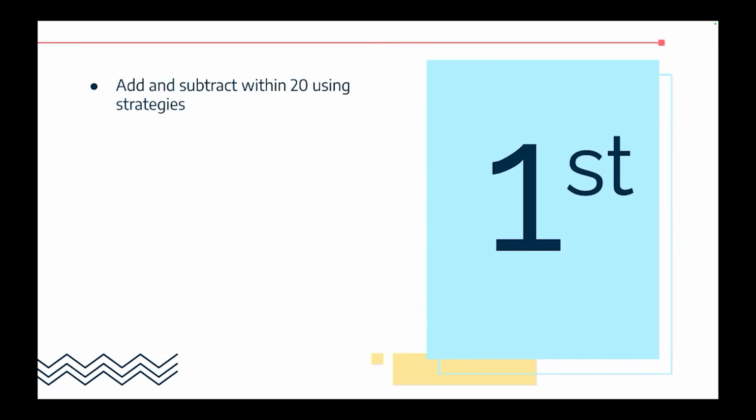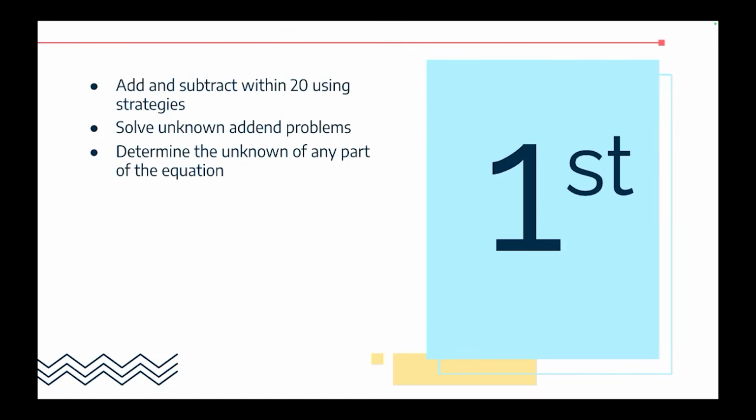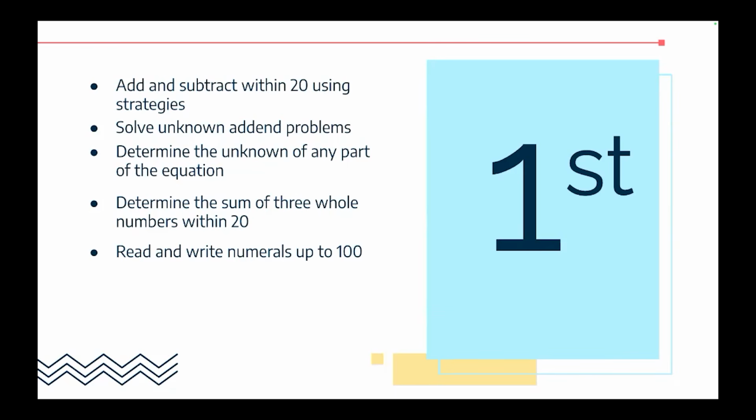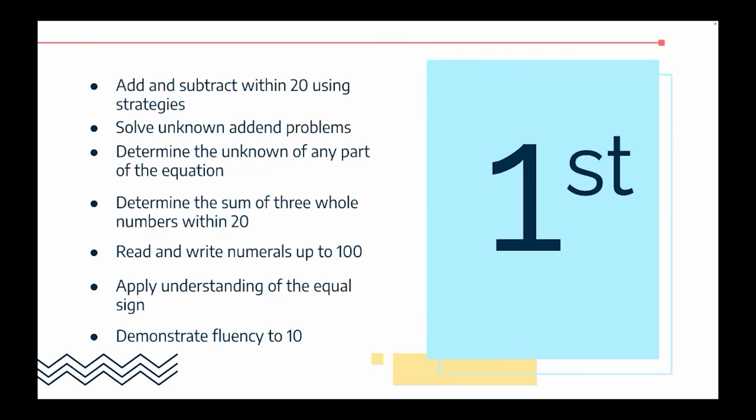In first grade, students are going to be adding and subtracting within 20 using strategies. They're going to be solving with unknowns in all positions and determining the unknown of any part of an equation. They'll also be determining the sum of 3 whole numbers within 20 and reading and writing numerals up to 100. Students will deeply understand the equal sign and demonstrate fluency up to 10. Again, in first grade, teachers will be observing students' work during the math time. So these objectives or I can statements on the report card will be a holistic view of the student. And anything that you see that looks like developing might be a good opportunity to revisit at home.